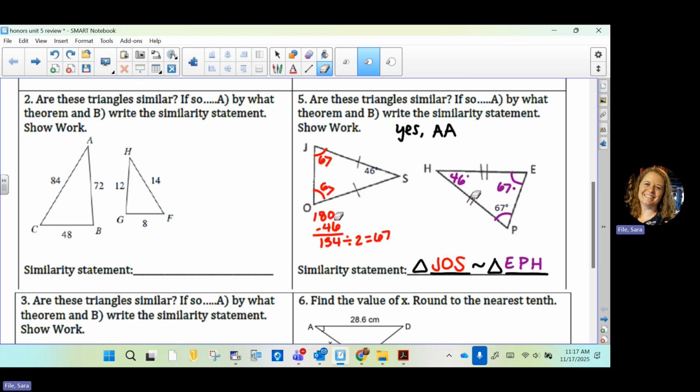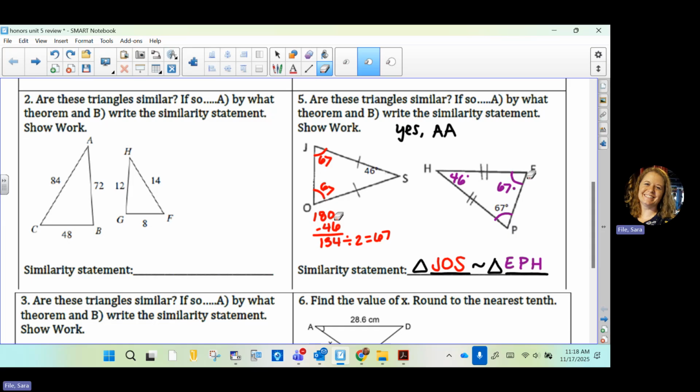Since both of these are marked congruent within the individual triangles, that's telling me both of these are isosceles. So I can use the fact that they're isosceles and that the 3 angles of a triangle add to 180 to find the missing angles. If my vertex angle is 46, that leaves me with 134 degrees to split between the base angles. So 134 divided by 2 is 67. So I knew these base angles had to be 67 degrees in this triangle JOS.